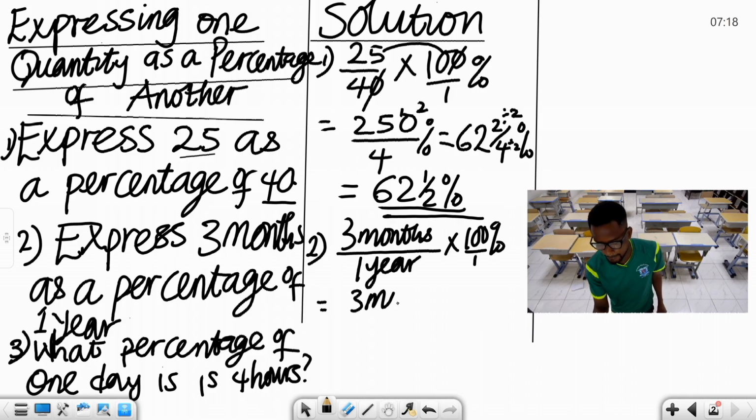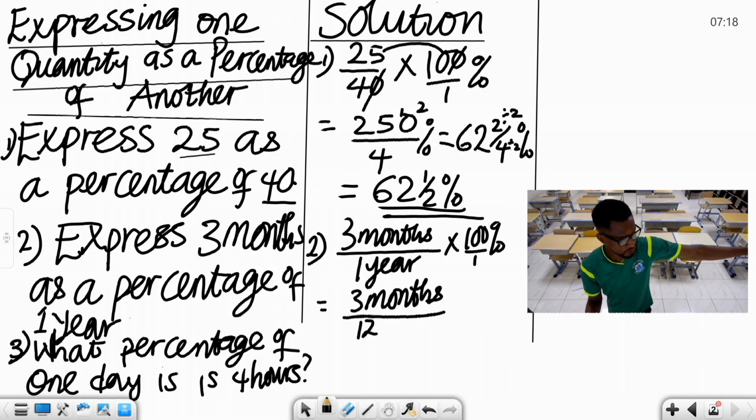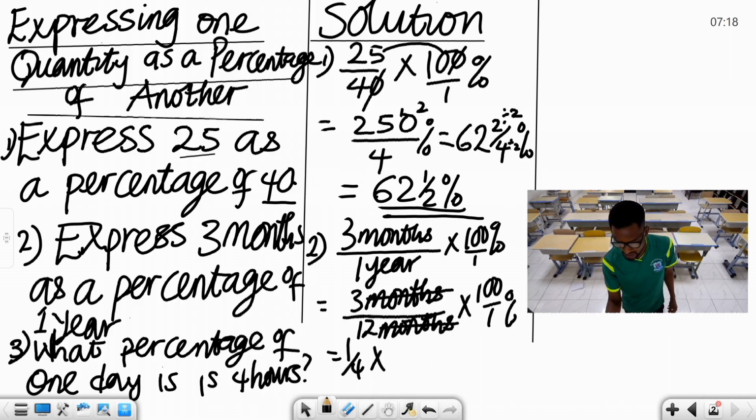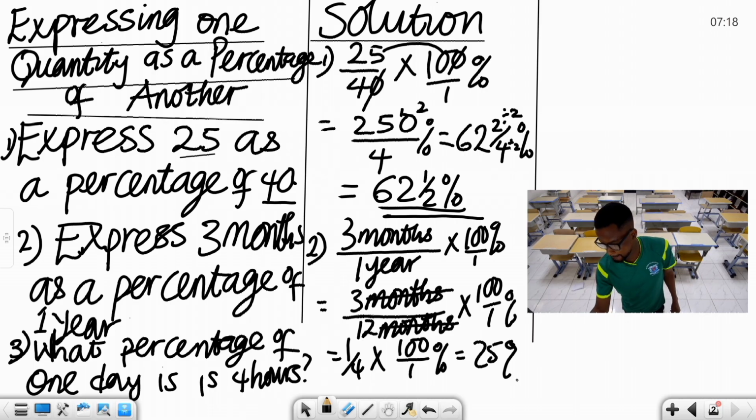So that means 3 months over 12 months multiply by 100 over 1%. So you can see month now can take away the month. 3 over 12 is the same thing as 1 over 4. So that's 25%.